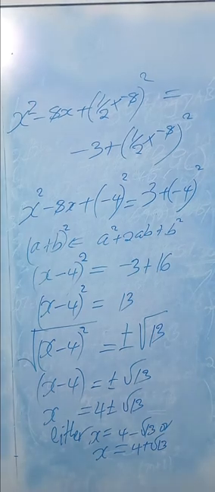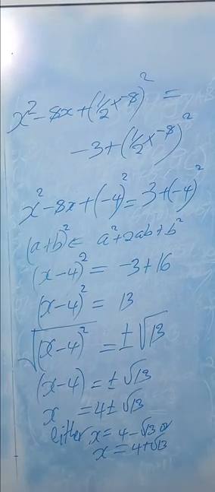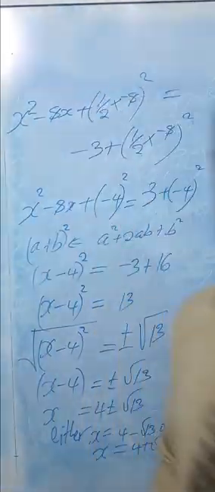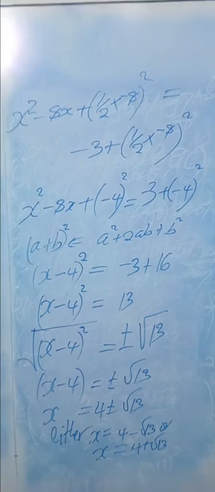So you can use your calculator to work out these numbers to arrive at the end. I think I've got mine. Let me do it for you. Just the square root of 13. The square root of 13. I'm getting 3.6. So here we are.